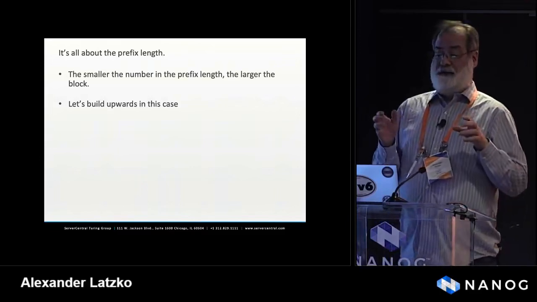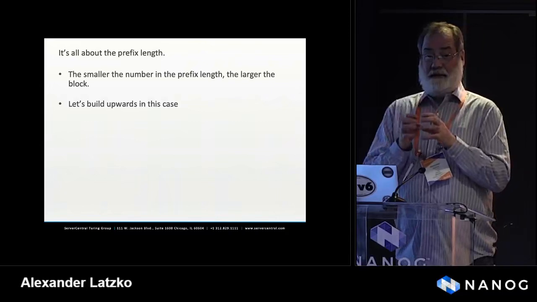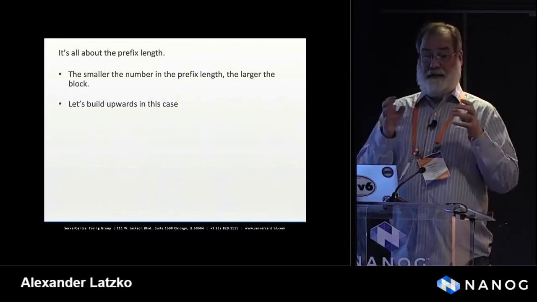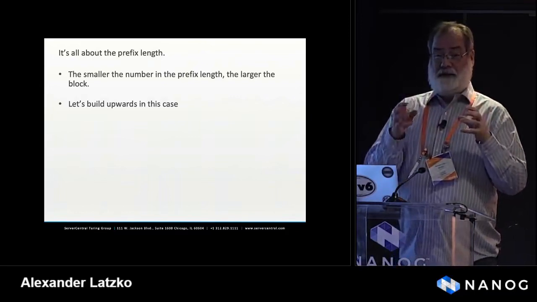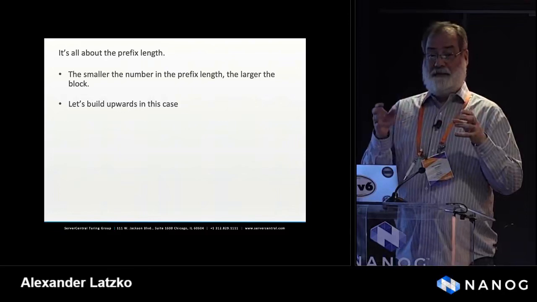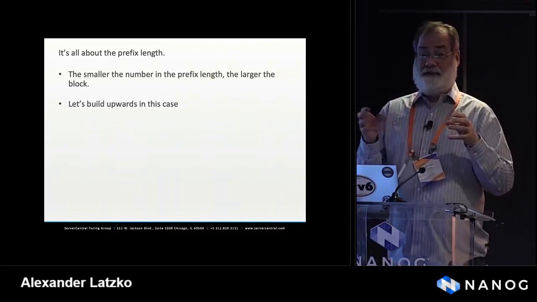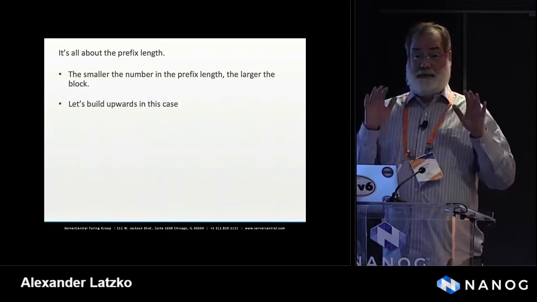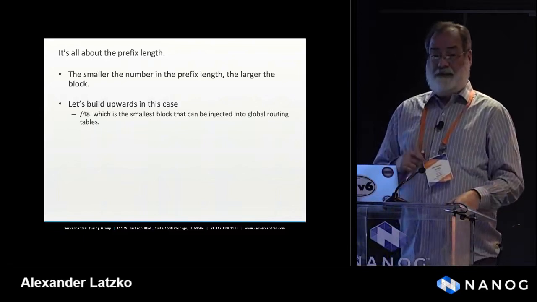The important thing to remember is that the smaller the number on the CIDR, the larger the block. So if you have a 2001:DB8::/32, that's a whole lot bigger than a 2001:DB8::/48. So we're going to build upwards. /48 is important.